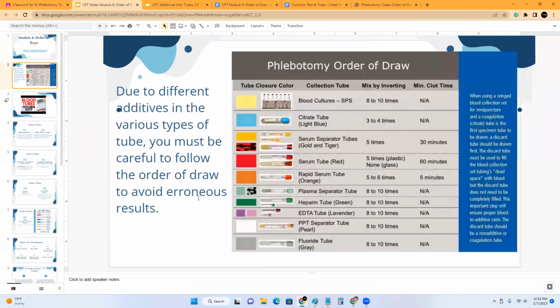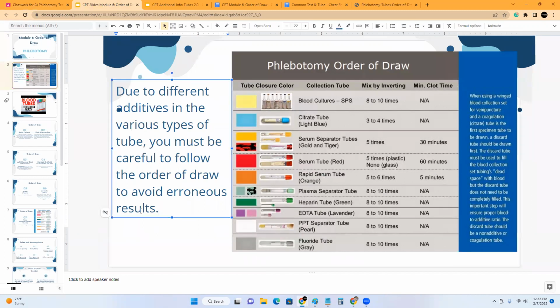Okay. So first of all, what is order of draw? Order of draw in phlebotomy is the order in which your tubes should be drawn from the vein. So we stick the vein, we're putting on our first tube. It's telling you what tube should come first, second, third, fourth, if you have that many. So this is telling you exactly how you're supposed to draw them.